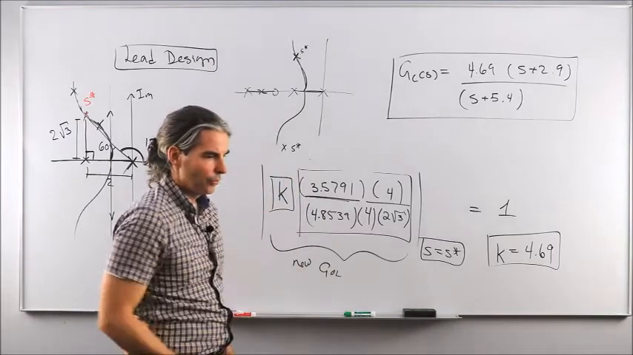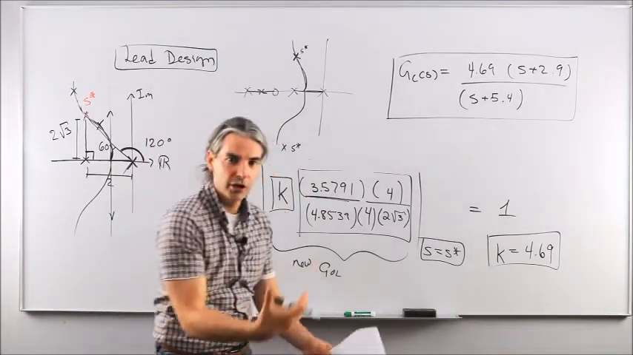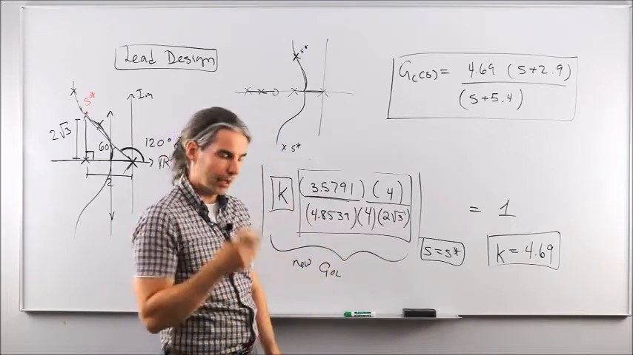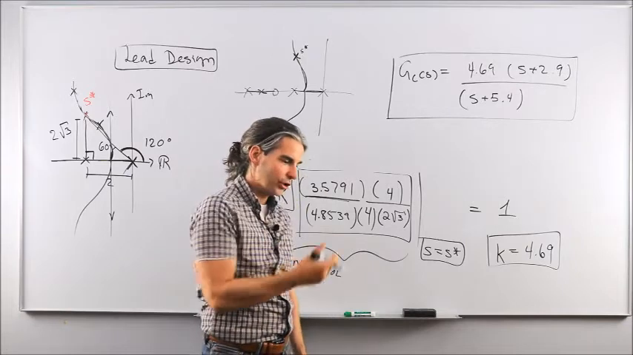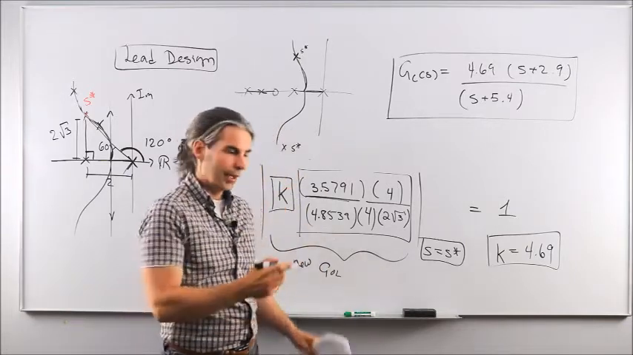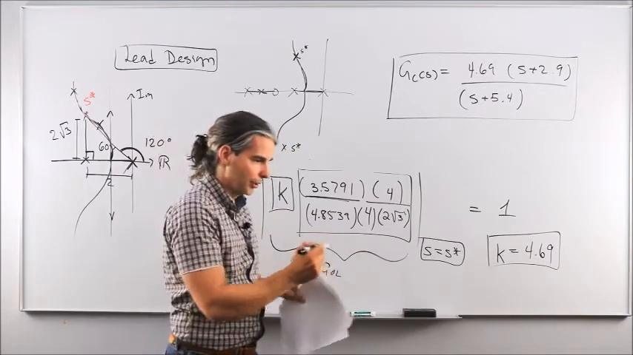So why do we need to provide additional phase here? Well, that was to meet the phase condition. We were deficient in phase. So we needed to provide more phase. 30 degrees. Okay. If my new transfer function needs to provide 30 degrees of additional phase, it means that I need to place my zero here and my pole over there. Let's do some trigonometry to figure this out.